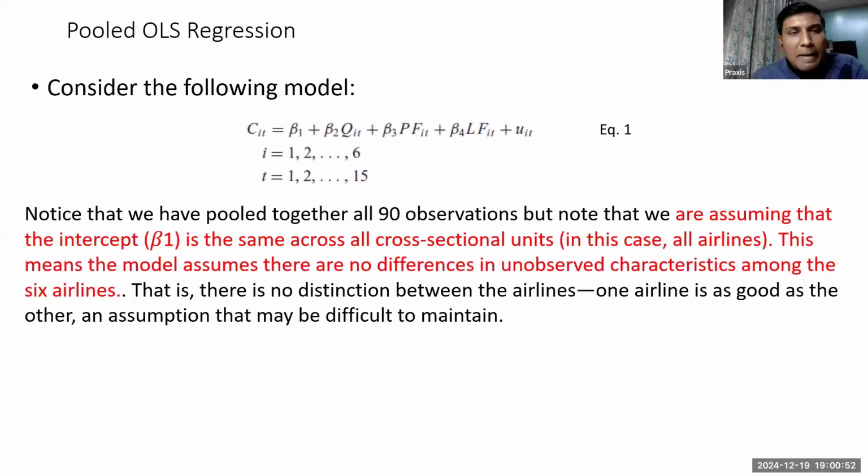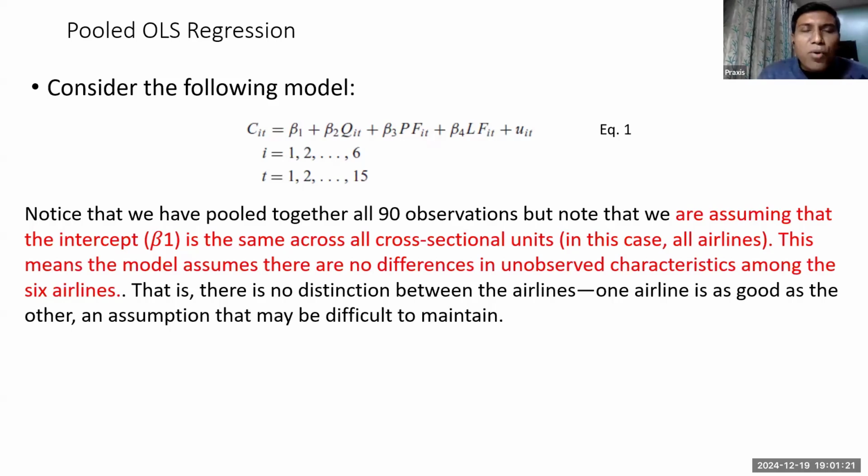Okay, so let me proceed. So first we will take a look at the pooled OLS regression. Before I proceed, let me tell you this is not a very good idea, but as a part of the whole structure of this FDP, we need to cover this model as well, because we will build on to this as we go along and discuss the other models, right?